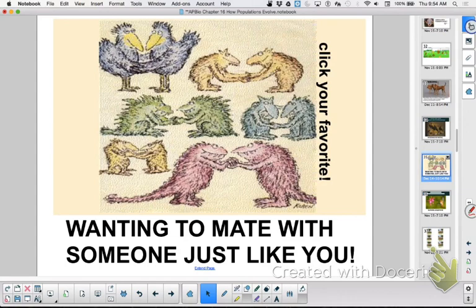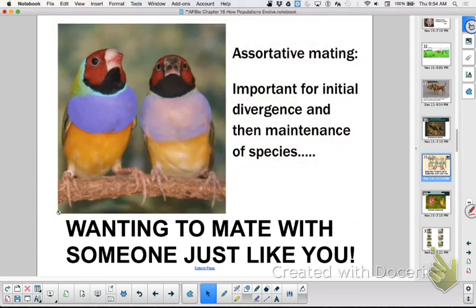Okay, it's called assortative mating, and it can be important for initial divergence and then maintenance of the species wanting to mate with somebody just like you. But unless they only mate with that one over time, it's not going to lead to any kind of speciation or change in allele frequencies.